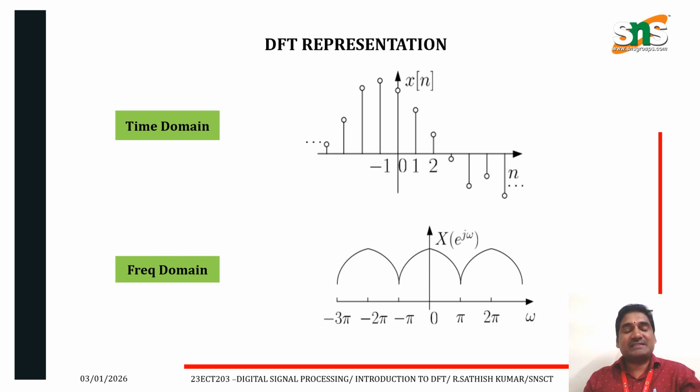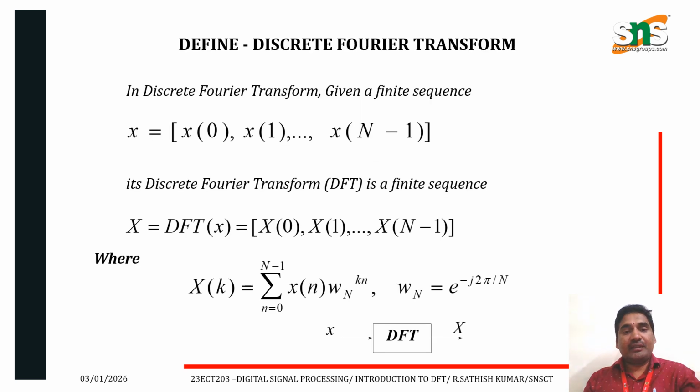That is, the first representation can be represented as x of n, that is nothing but a discrete representation that can be converted into the frequency domain. We can represent it as X of e power j omega. It can be represented as omega, 2 omega and then 3 omega, which can be represented in terms of the frequency domain.